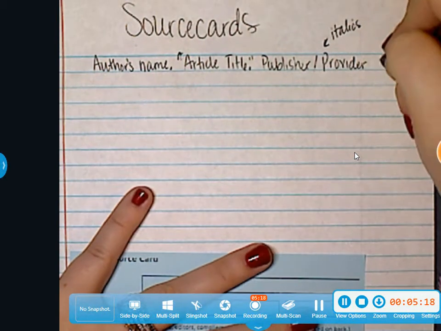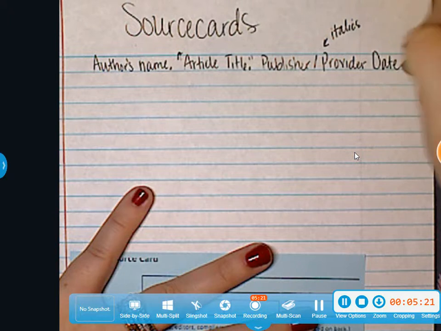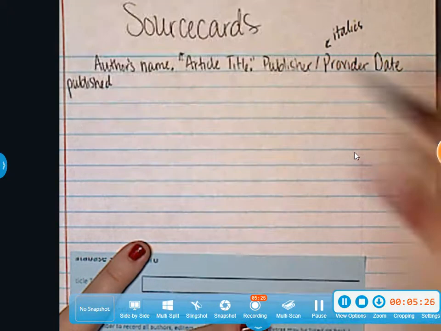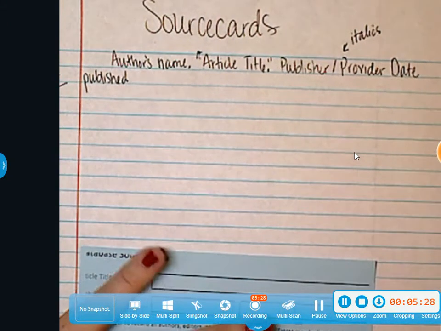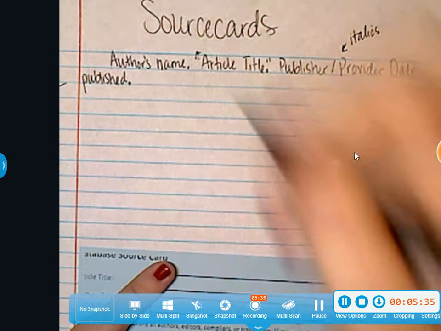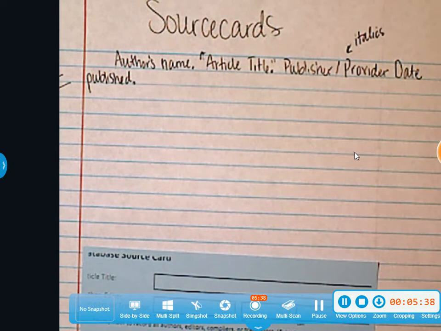After the publisher provider is the date published. And you are not indenting. If you've made it to the next line, you wouldn't indent the second line. Only the first line is indented. And then there's a period after date published. A lot of times it's going to be written the British way, or the way that most of the world does it, which would be day, month, year, instead of month, day, year. That's why we don't use the metric system, things like that. Just got to be different.